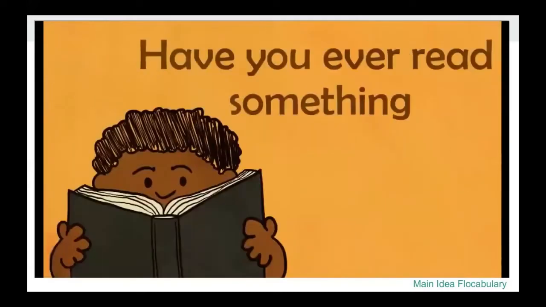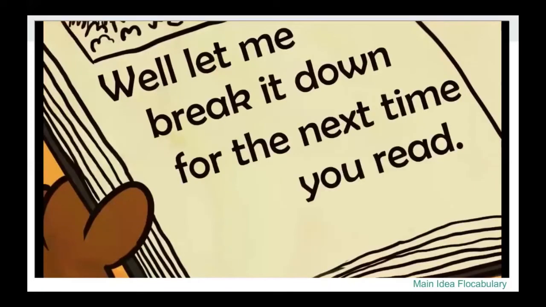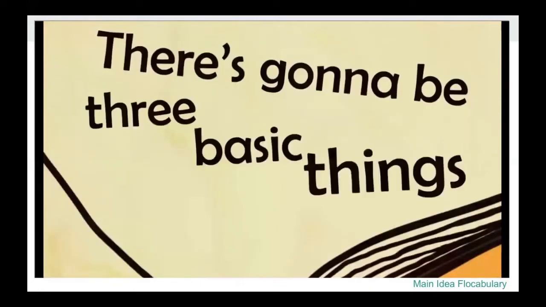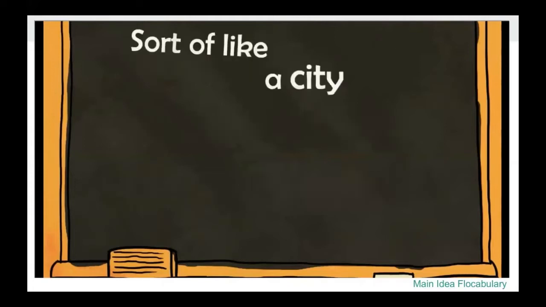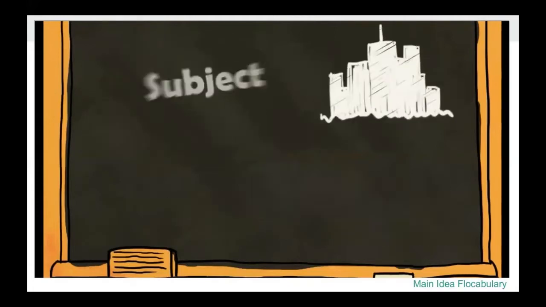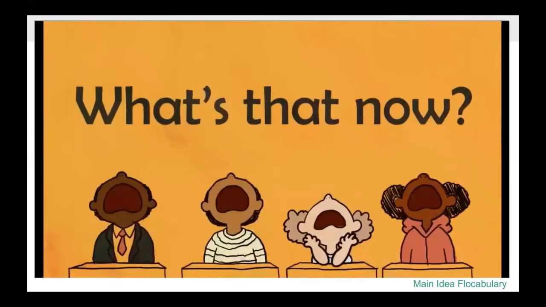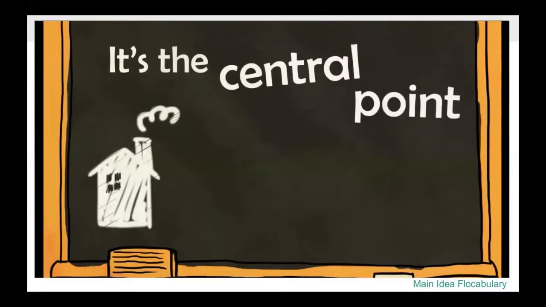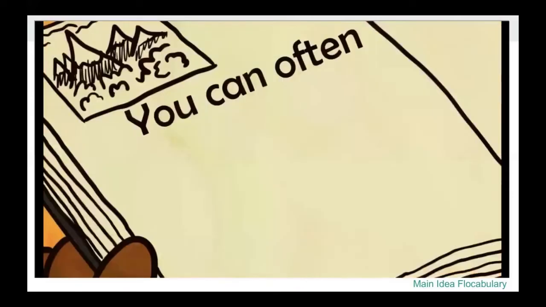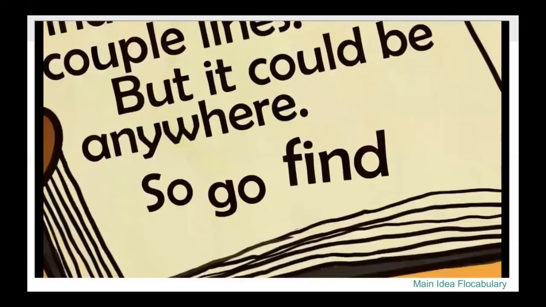Have you ever read something and when you got to the end, you didn't get the point? No, you didn't understand. Well, let me break it down for the next time you read. There's gonna be 3 basic things you see: the subject, the main idea, and the details. Sort of like a city, the house, the people. The subject is the broad thing that it's about. The main idea, what's that now? It's the main thing the writer wants to say. It's the central point. You get it? Okay. You can often find it in the first couple lines, but it could be anywhere, so go find it.